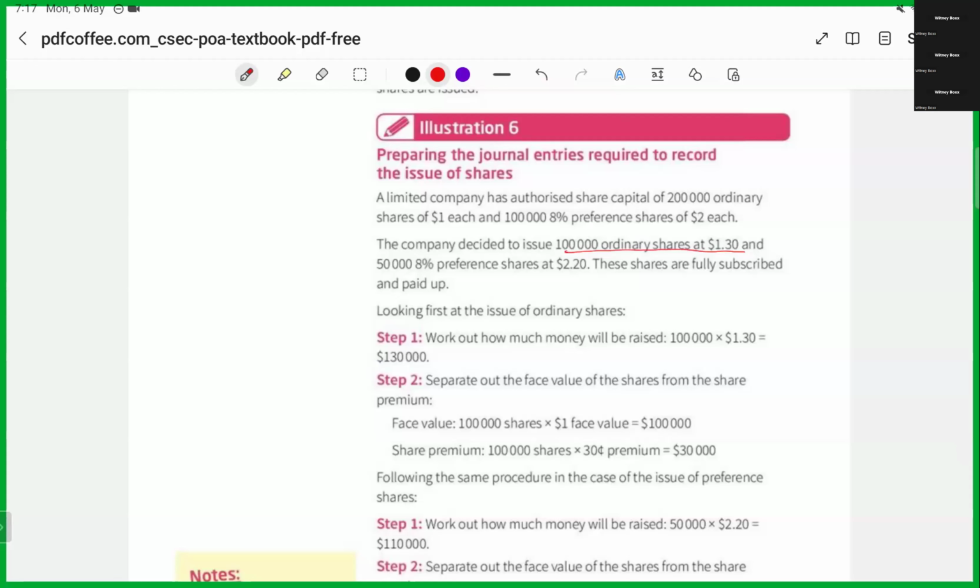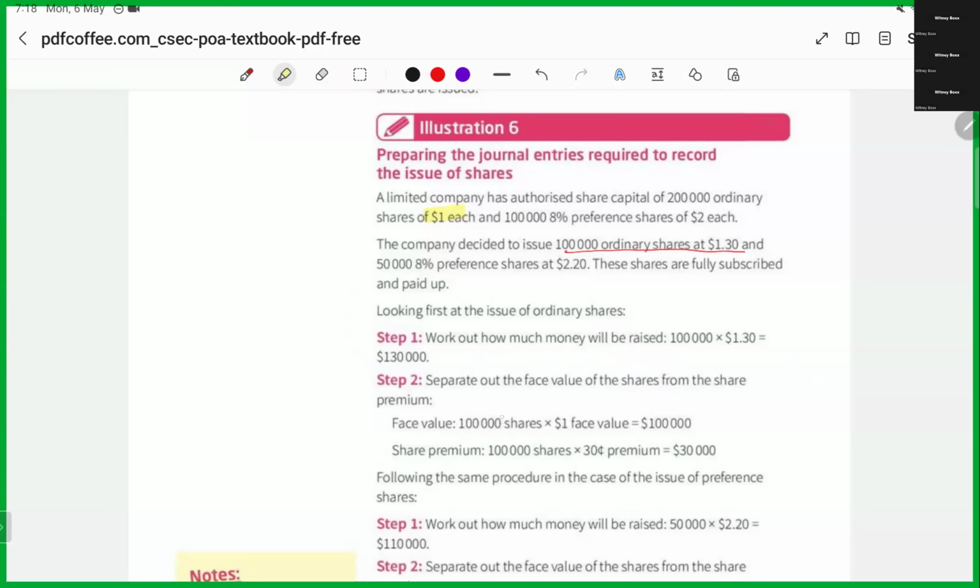Now, look at it. It says that our face value, our nominal value, our par value, same thing, was $1 each. You cannot record the full amount in your ordinary share capital account. You have to record the amount at par value. Any amount in excess of par value will go to your share premium account. So step 2 is to separate out the face value of the shares from the share premium. Your face value amount is what goes in your ordinary share capital account, your common share capital account, which is the amount at par value.